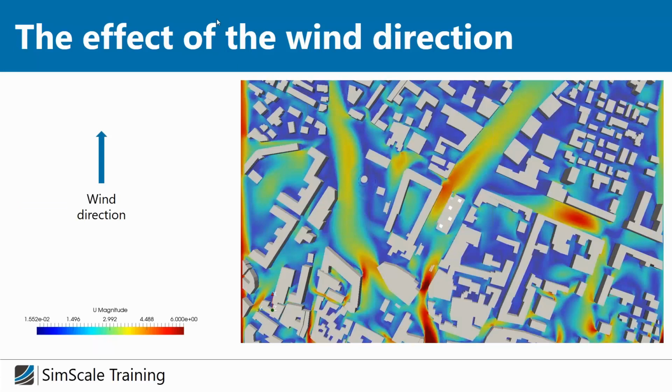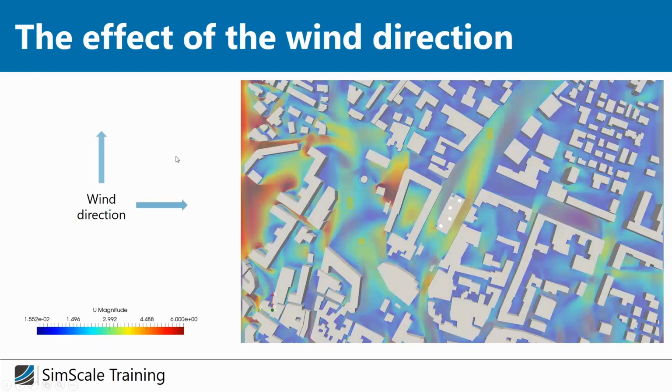Another wind direction, now coming from the southern direction, and now you can see again that it completely changed. We don't have any high velocity areas on the right side, but now here on the left side, especially on the southern side of our map.